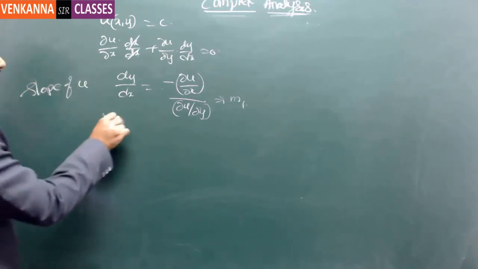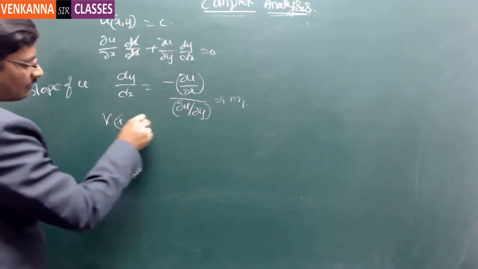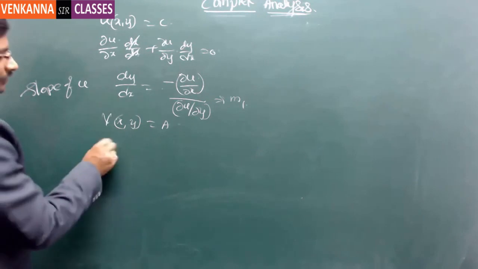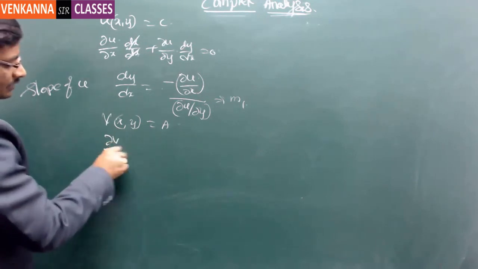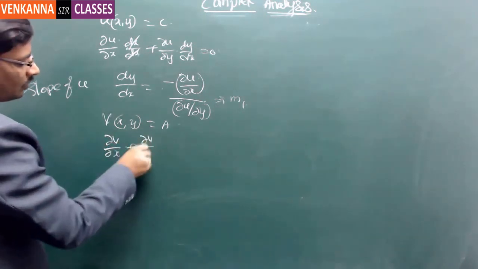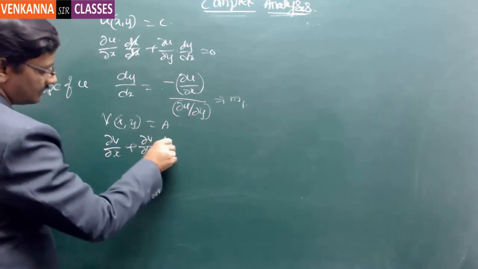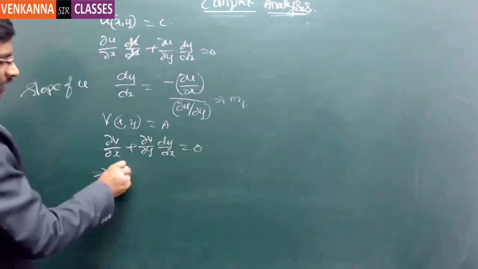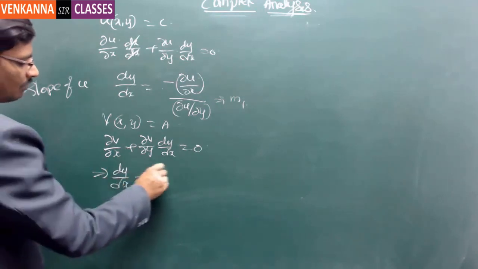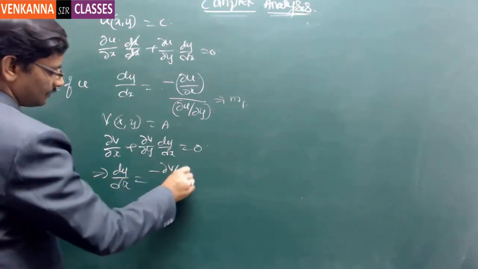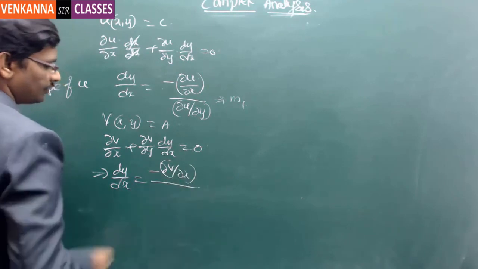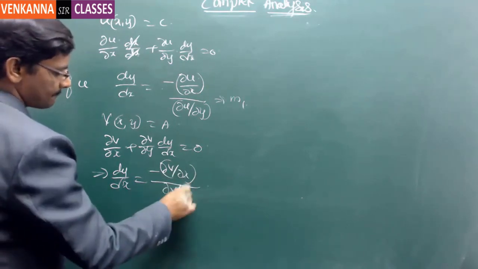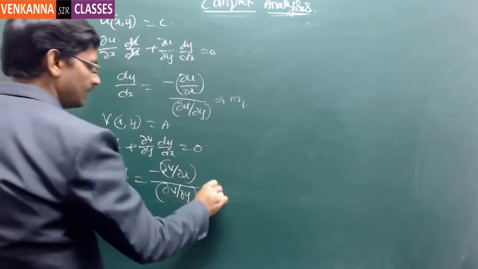Similarly, if I have the other function v of x comma y equal to another constant, then if I take the derivative of this, dou v by dou x plus dou v by dou y into dy by dx is equal to 0. It implies dy by dx is equal to minus dou v by dou x divided by dou v by dou y. So this is, let us say, m2.